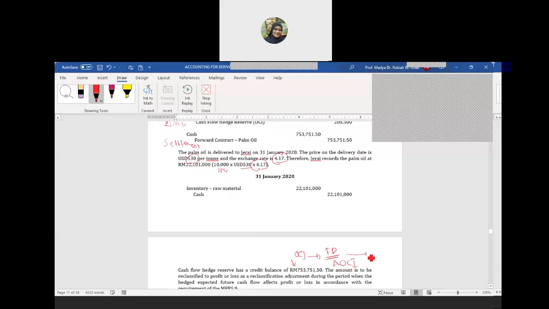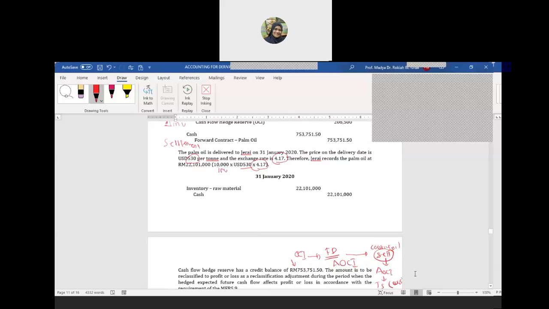And then let's say you process the palm oil to become the cooking oil, and then you sell the cooking oil. Then once you sell, what you have in accumulated other comprehensive income is going to be transferred to the income statement, with the effect here on your COGS account. So this is what you have.